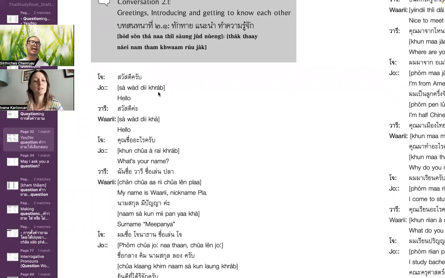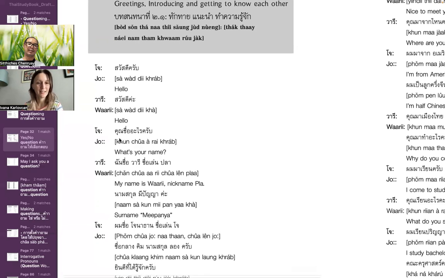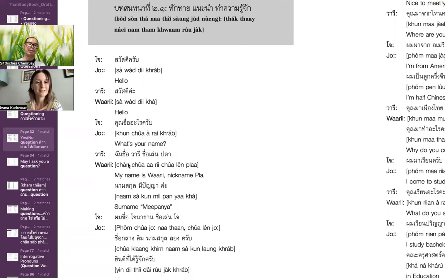Sawadee. Read as it's written. Okay, Sawadee krap. Sawadee ka. Then: Konnichiwa arai krap. Okay, good. What's your name?